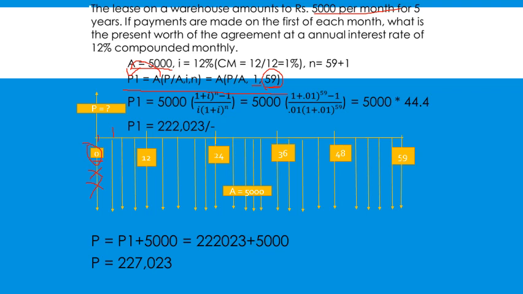Is this problem over now? No. I have accounted for 59 cash flows. What about the first cash flow of 5,000 rupees? Did I consider the 0th month's cash flow of 5,000 rupees in this calculation, in the first stage? No, I have not considered it. I have considered only 59 cash flows. That means the 0th month's cash flow has not been considered.